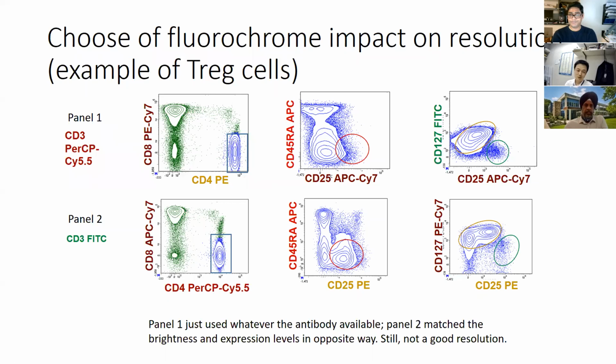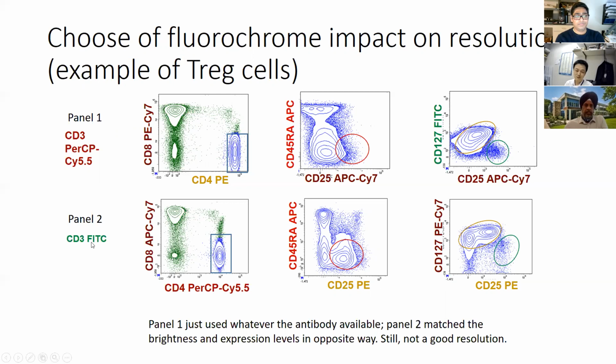So remember the first rule I just mentioned. When you pick an antibody, you always want to match the expression level and the brightness in the opposite way. We know in T cells, CD3 and CD4 are usually highly expressed, and P is a relatively bright dye. So you do not want to use a bright dye for the highly expressed markers. So that's the second panel, where we try to match in the opposite way.